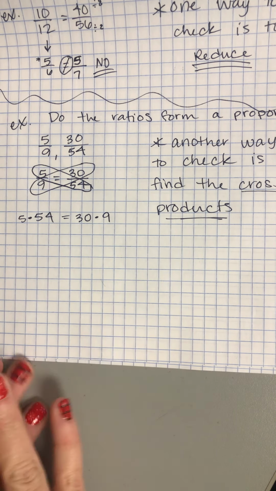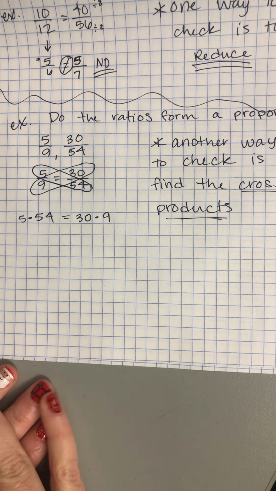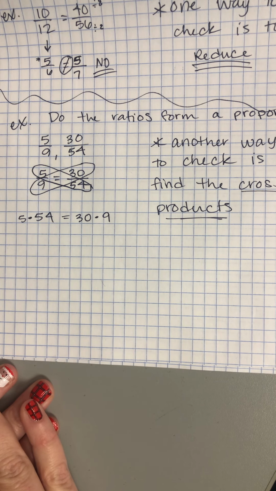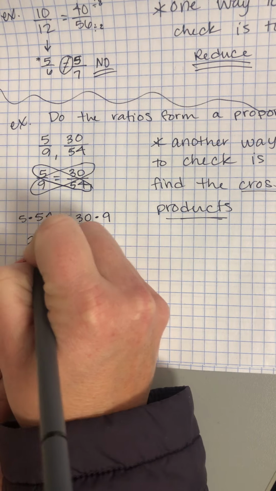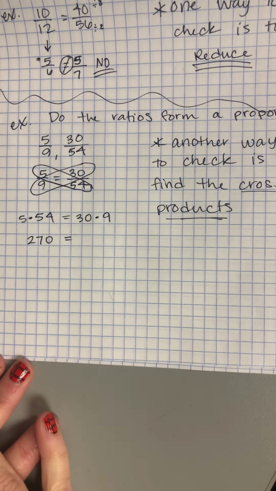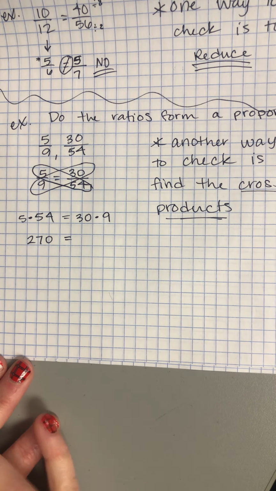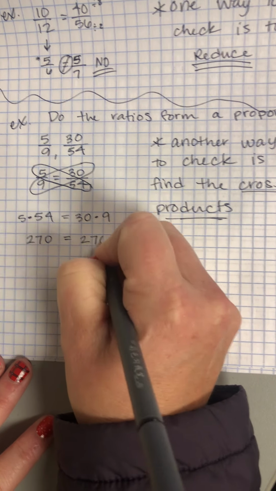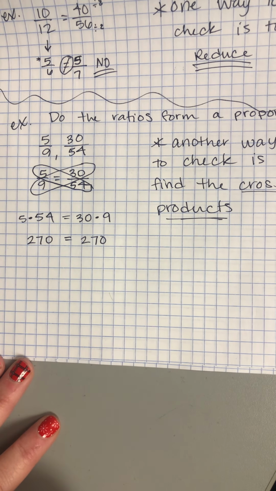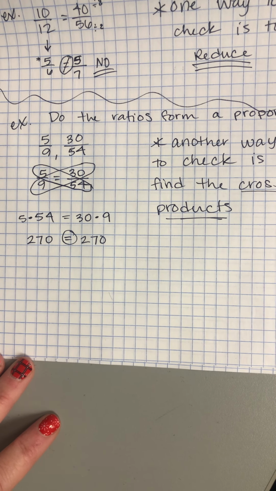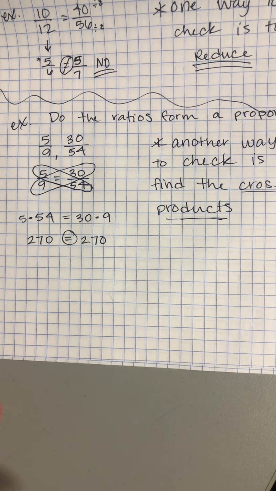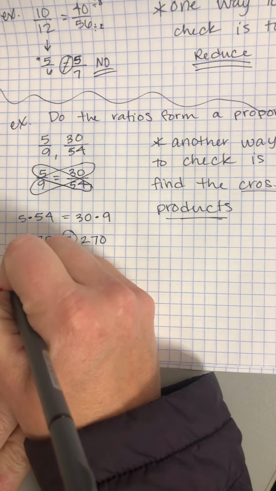Does anybody have 5 times 54? What is it? Gianna? 270? Yeah. And what's 30 times 9? 270. What can you tell me about these ratios? They are proportional. They are equal, which means yes, they are proportional. Let's do another cross product.